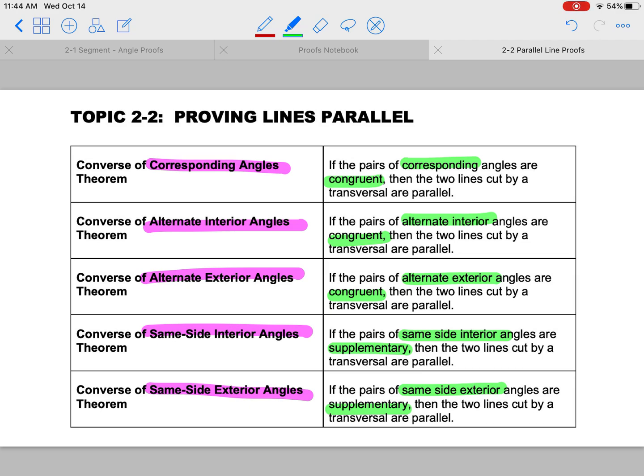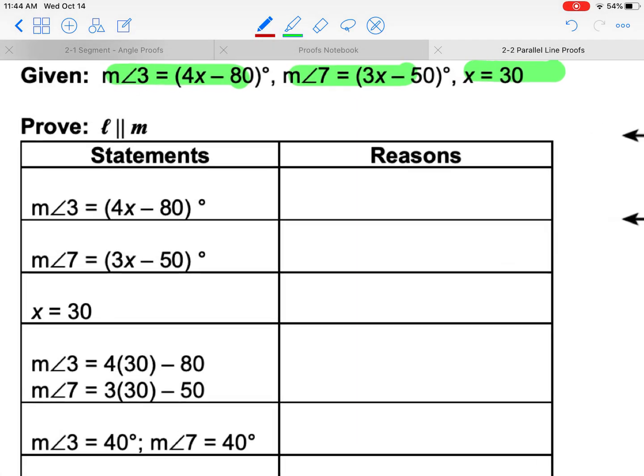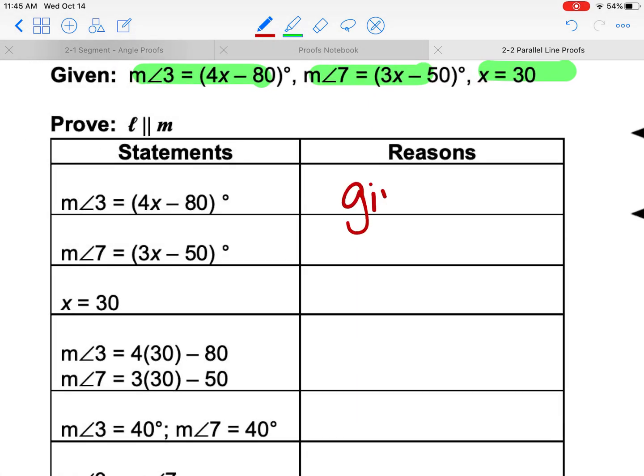Well, today we're going to work with a converse, and converse just means to switch. So today we're saying, okay, if we know those angles are congruent, now we know the lines are parallel, and that's what we're trying to prove, that the lines are parallel based on that converse. So here is an example. We look at our givens and we know we have 3 of them. Okay, so let's go ahead and write given by all 3.